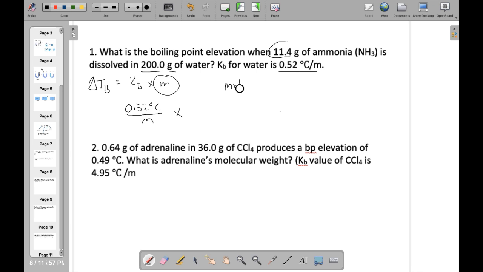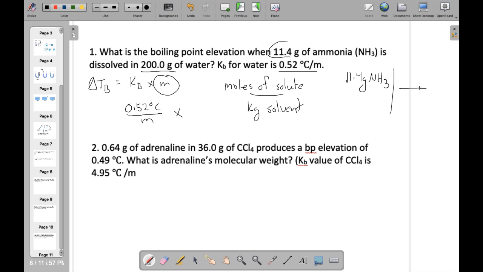Molality is moles of solute over kilograms of solvent. We don't know the moles, and we don't know the kilograms. Let's start with our problem up here. We have 11.4 grams of NH3. That is our solute. Is there any way we can figure out how many moles this is equivalent to? And there is. We just have to do a simple conversion.